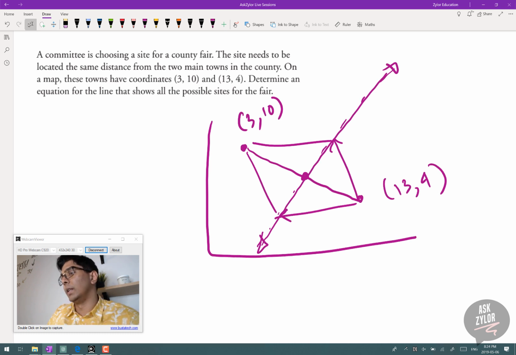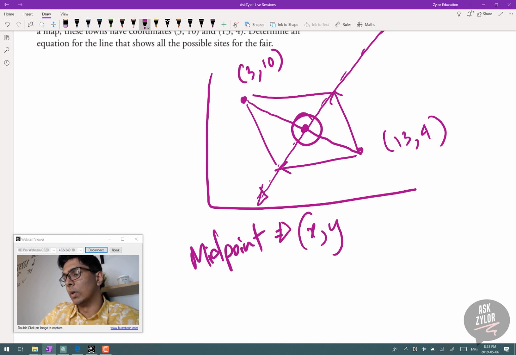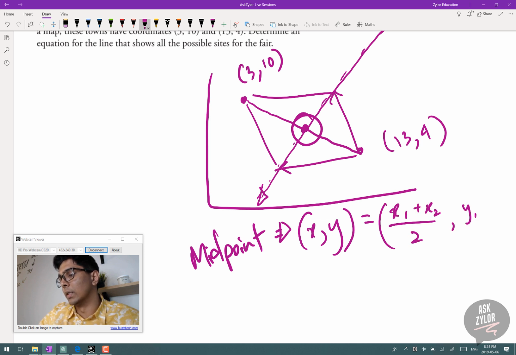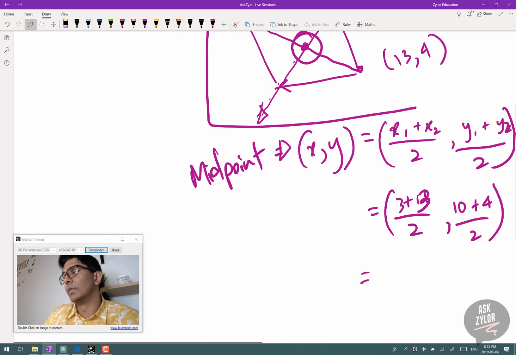Okay, so how do we go ahead and find that? So first we need to do is find the midpoint between these 2 points, right? This point over here. So I can use the midpoint equation. So my midpoint is equal to x, y, when I add the x's together, divided by 2, add the y's together, divided by 2. Right? So my x's are 3 and 13, divide that by 2. My y's are 10 and 4, divide that by 2. Right? So I have 16 over 2 and then 14 over 2, which ends up being just 8 over 7. So this is my midpoint.